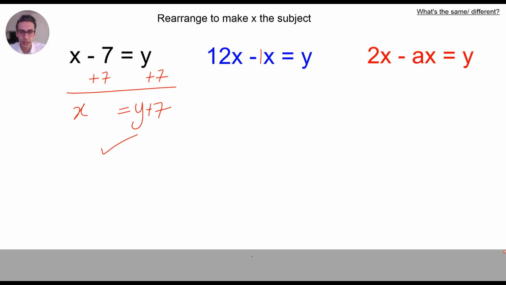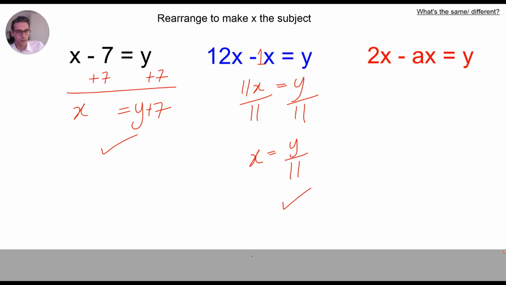Question 2, we've got 12x take away 1x. There's an invisible 1 here that we can write if we need to. So 12x take away 1x is just 11x. That's equal to y. Now we want to isolate x, so we're going to divide by 11, divide by 11. So that gives you x equals y over 11. So again, straightforward. You have covered these in previous videos.